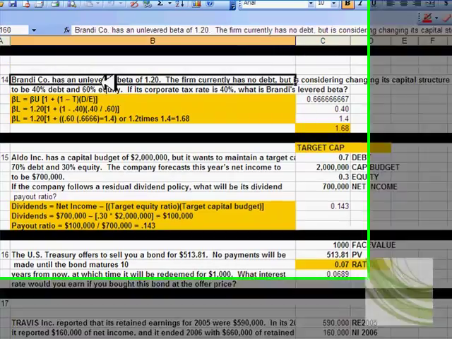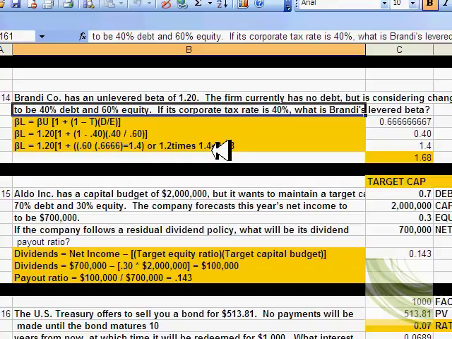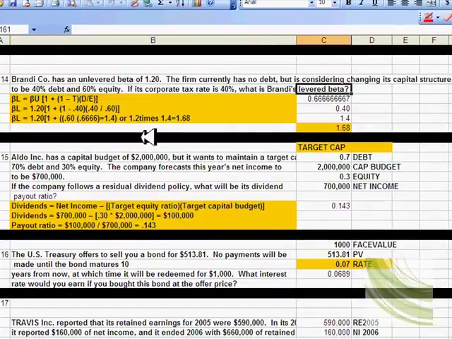So here you have a Brandy Corporation with an unlevered beta of 1.2. That means without any debt, that's its risk, the beta. The firm currently has no debt, but it wants to take 40% debt and 60% equity. It has a corporate tax rate of 40%. So based on the Hamada equation, you want to calculate the levered beta.